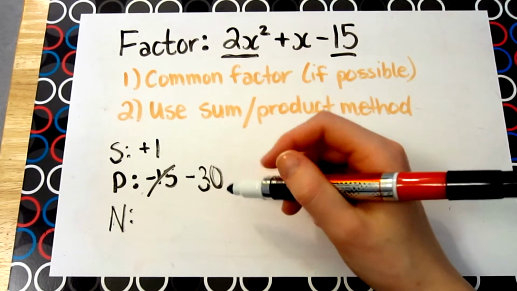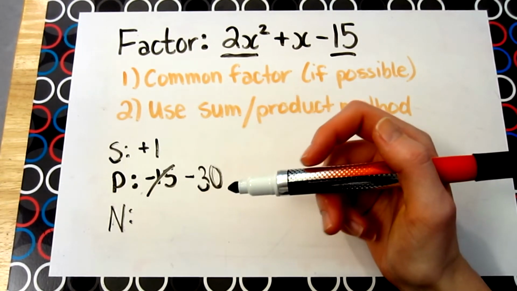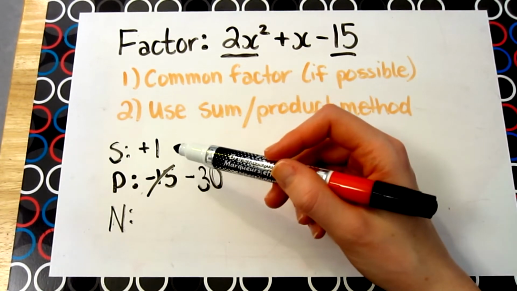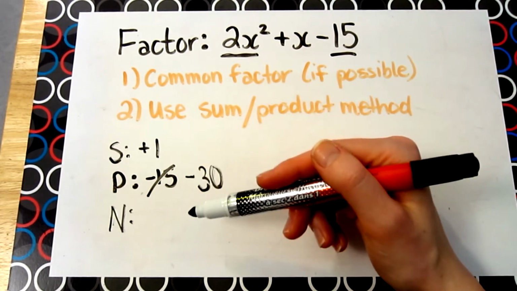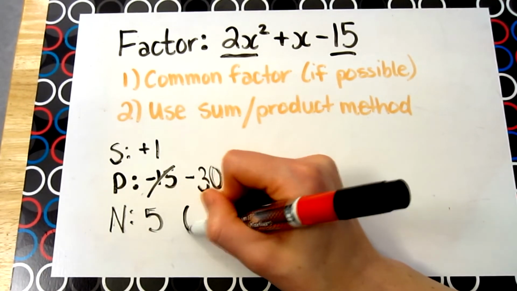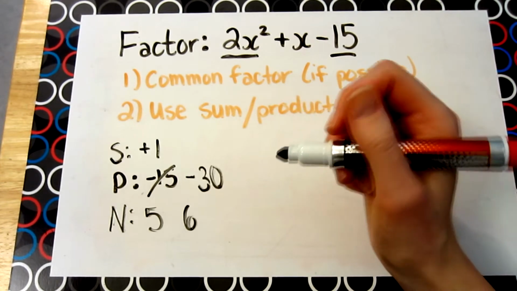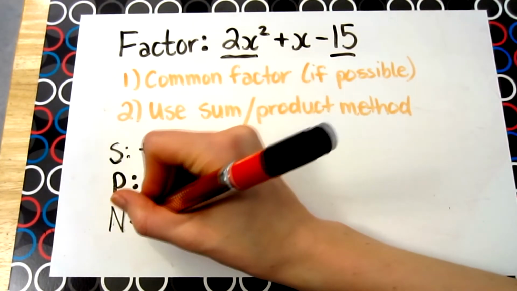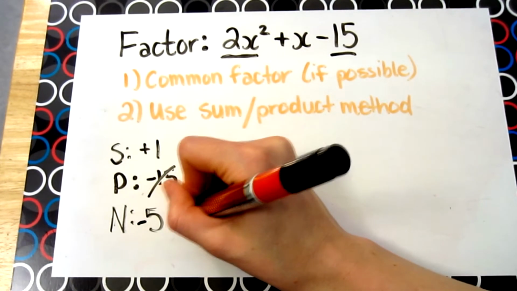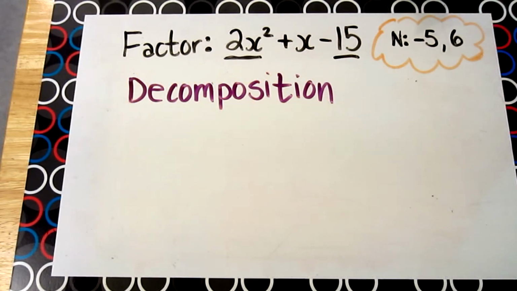Here we're looking for two numbers that will give us a negative product but a positive sum. And the sum is 1, so the numbers have to only be 1 apart, meaning that the resulting numbers will be 5 and 6. And since it's a negative product with a positive sum, we're going to have a negative 5 and a positive 6 as the two numbers. Now that we've found the numbers, we can branch off into the two separate factoring techniques.